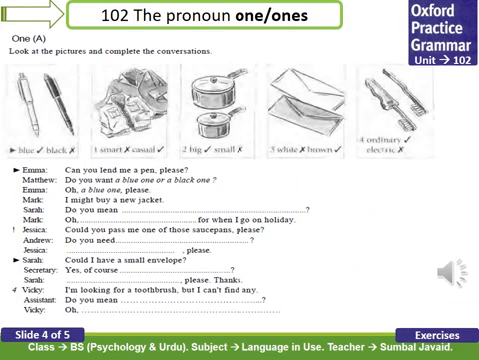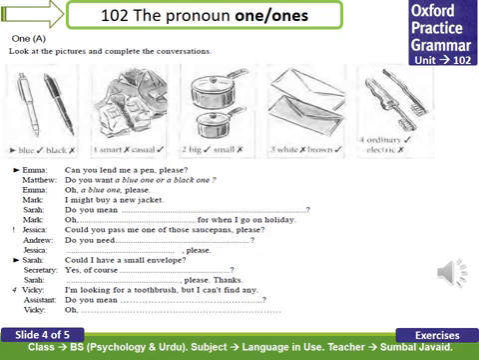Okay, come to the exercise. First exercise is all about "one" and it's the easiest exercise. Look at the pictures and complete the conversation. आपने pictures देखनी है, conversation complete करनी है. First जैसे क्या, blue, black. Can you lend me a pen please? Do you want a blue one or a black one? Oh, a blue one please.